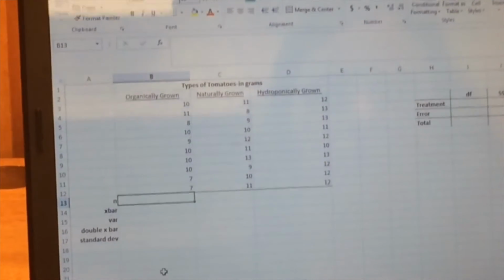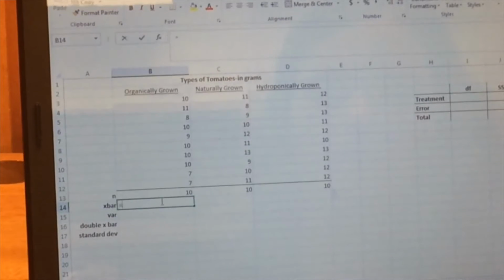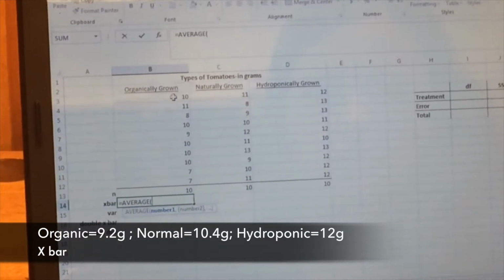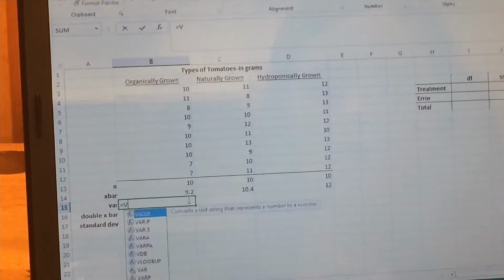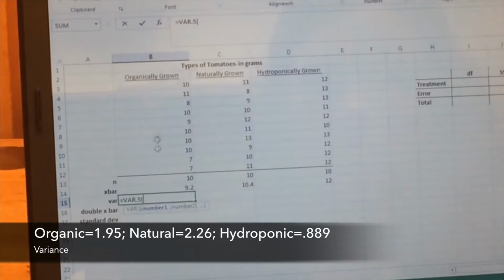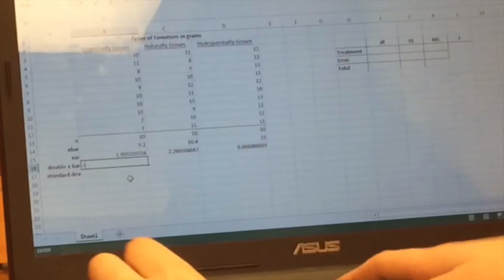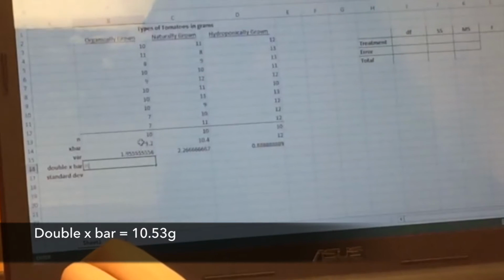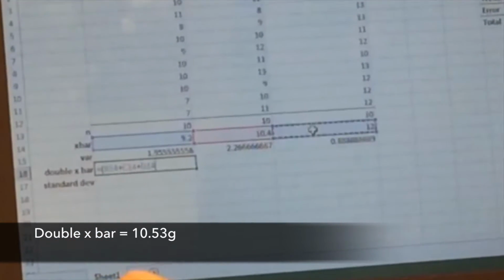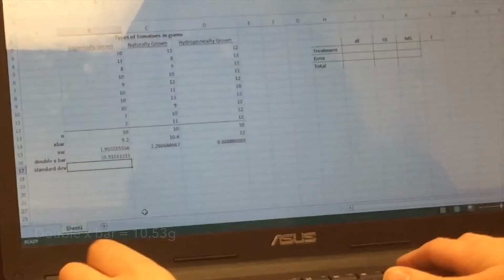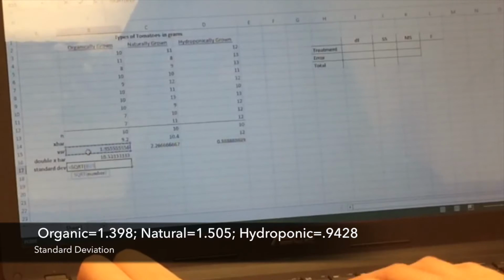To find n, we're going to use the count function. For x bar, we're going to use the average function. For variance, we're going to use the VAR.S function. For double x bar, we're going to add each of the x bars together and then divide by 3. For the standard deviation, we're going to use the square root function for each variance.